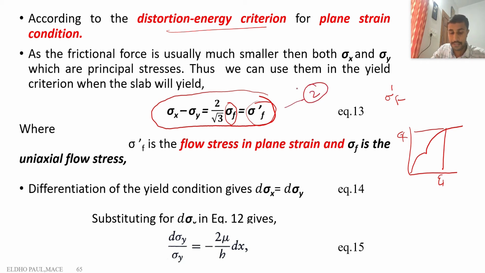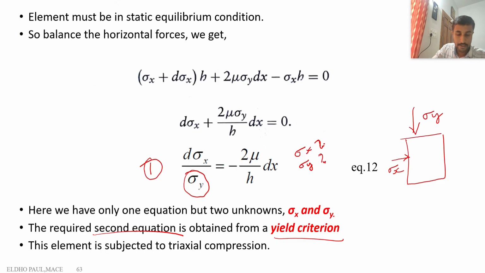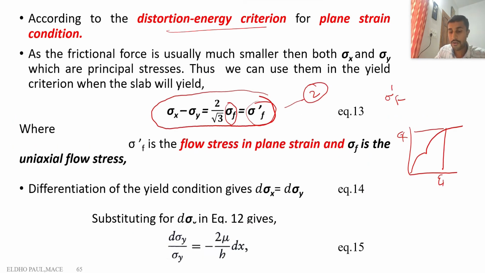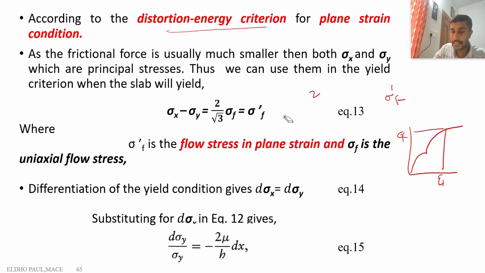So we got the second equation. This is the second equation, and this one is the first equation. By considering these two equations, we can solve and calculate sigma y and sigma x. So here, how do we calculate sigma x and sigma y? Just differentiate this equation, and we got this one. All other terms are constant. So we got this one.